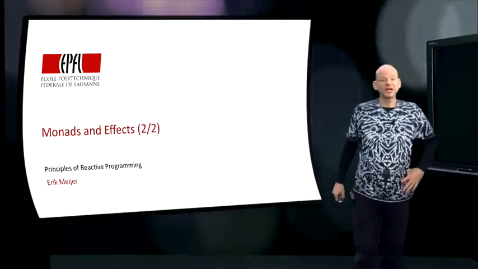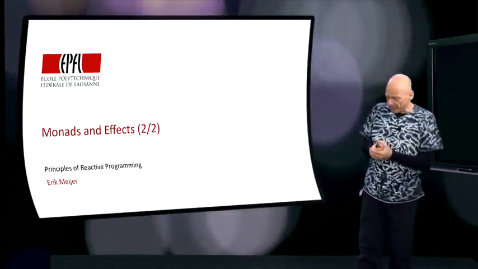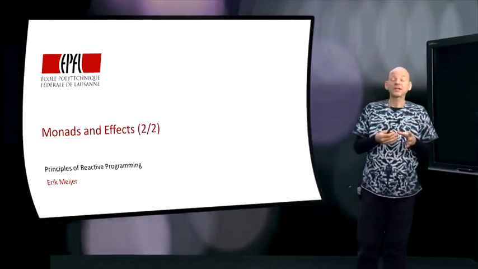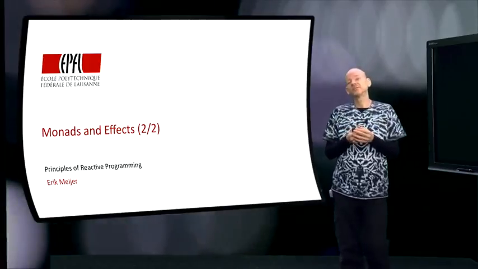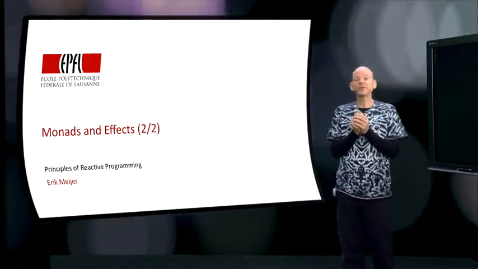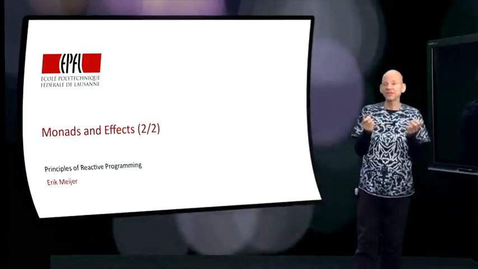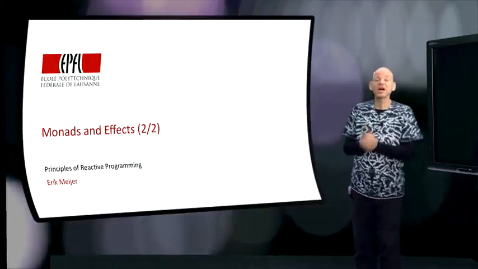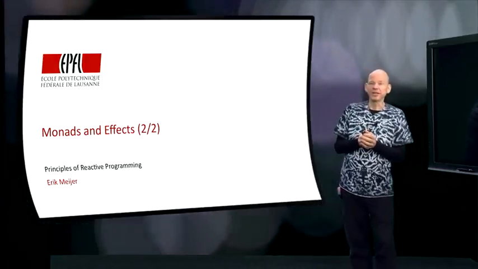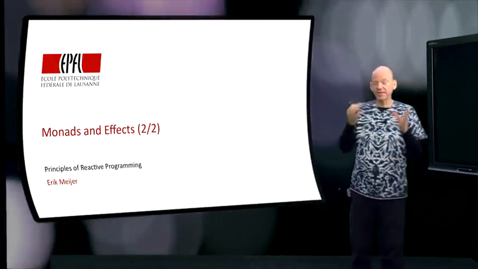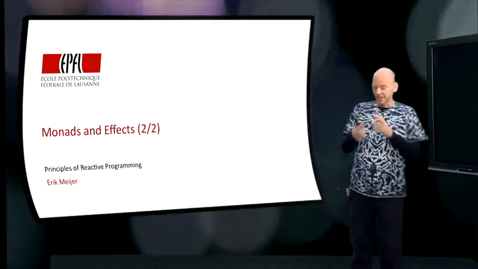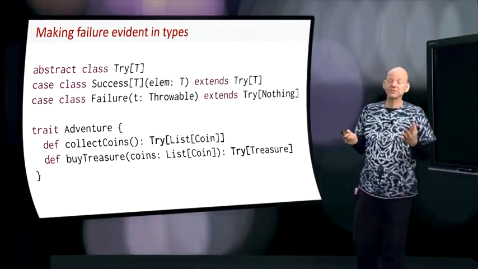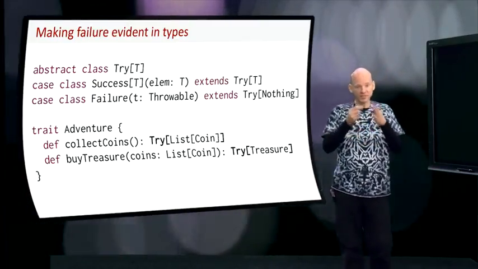Welcome back to the lecture on monads and effects. Where we ended up was with the desire to make the type of a function from t to s more precise by expressing in the type that this function could fail. And we used a type constructor Try to indicate the fact that this function could fail. And we didn't say how this Try was defined, but here it is.